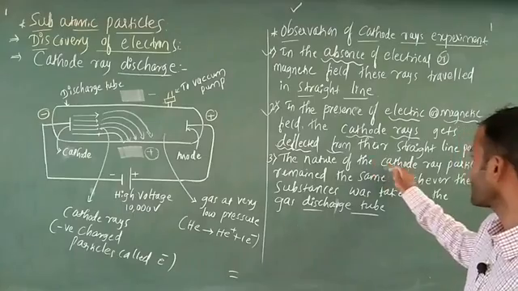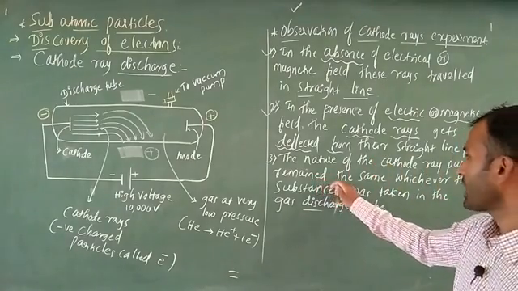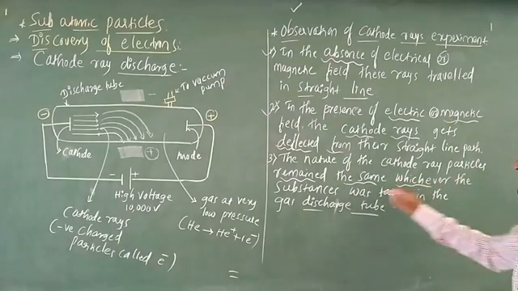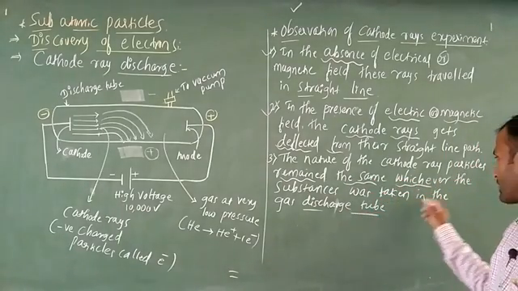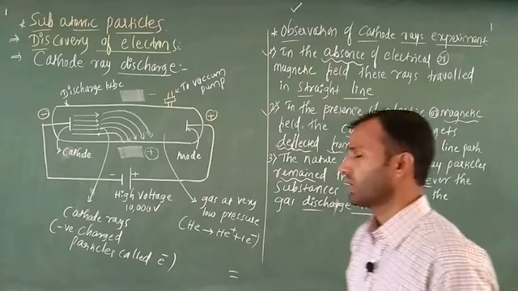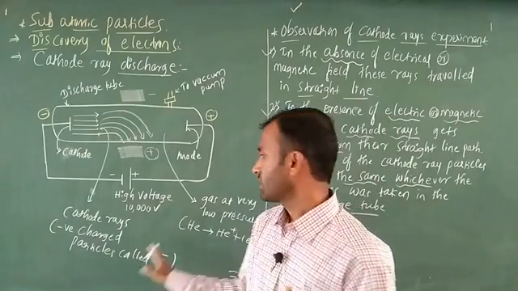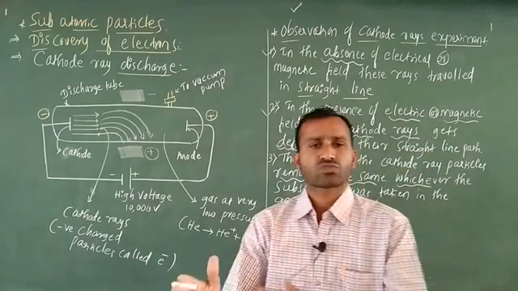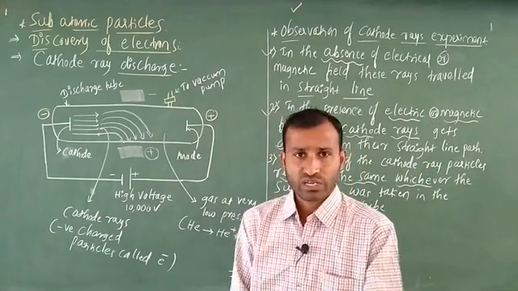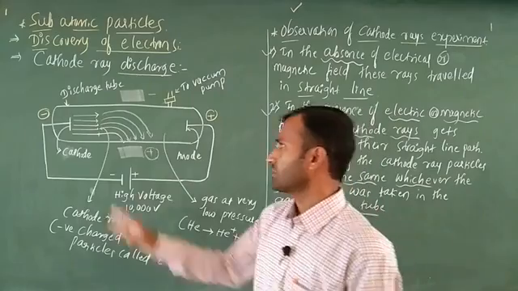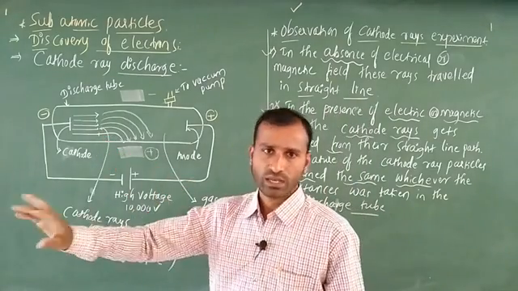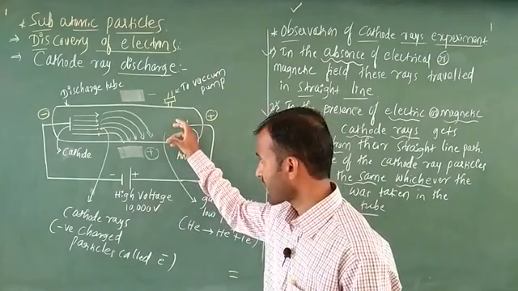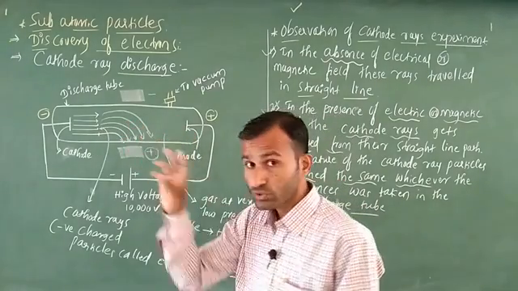Next, the third point: the nature of the cathode ray particles remained the same whichever substance was taken in the gas discharge tube. In this case, most important, they are going to use helium gas. Next they use neon gas, radon gas, and nitrogen gas also. That time the rays move in a straight line only, in the absence of an electric field. It means if you change the gas, the rays will not change.